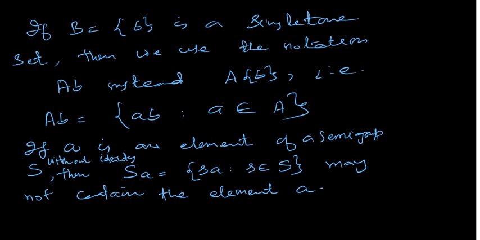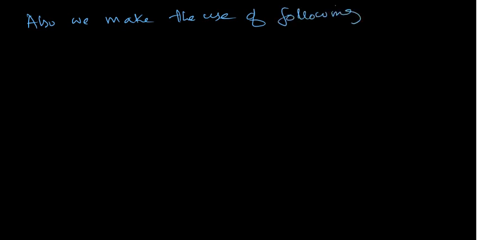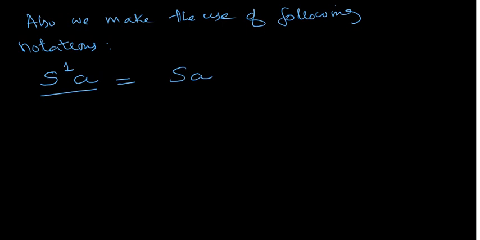So also we make the use of following notations. What are the notations? The first notation is S1a. What's S1? S1 means a semigroup S with adjoining an identity 1. Okay, S में identity नहीं है, मगर हमने adjoin identity की है. It's equal to Sa union a. इसका मतलब क्या है? ऐसे आपने already define किया है.